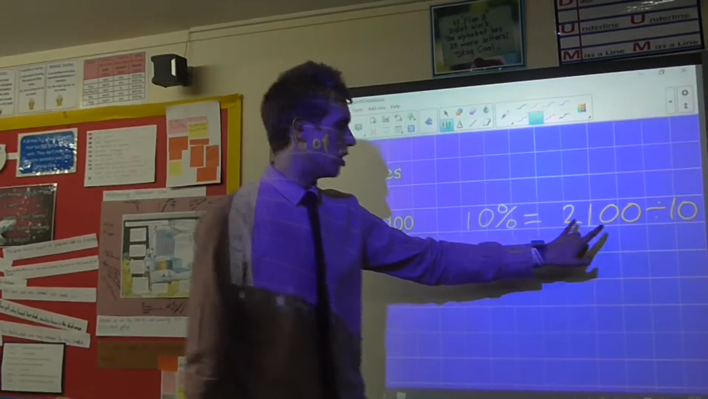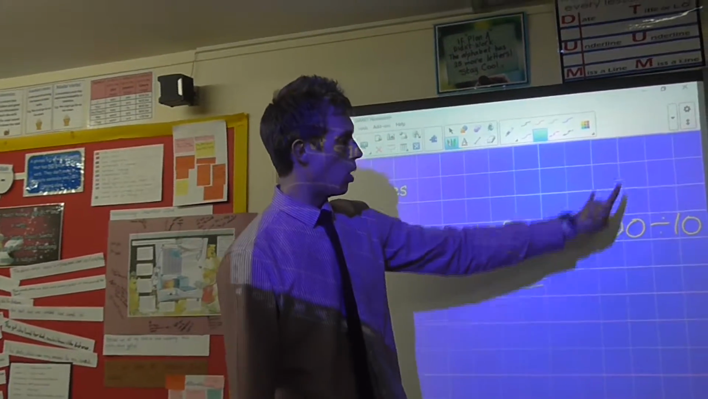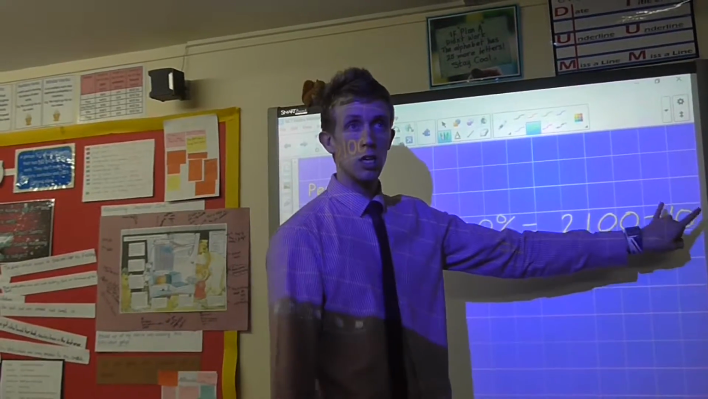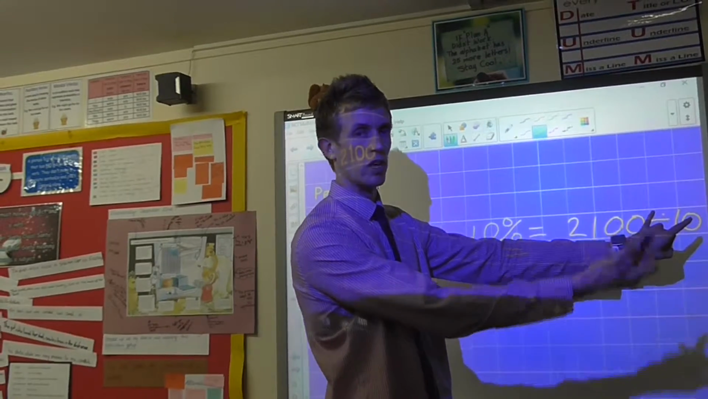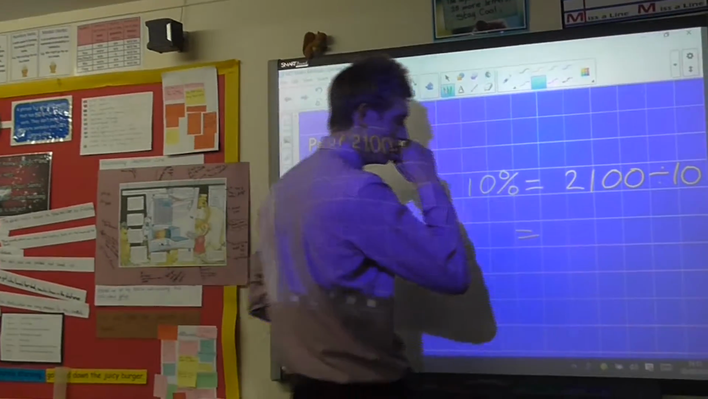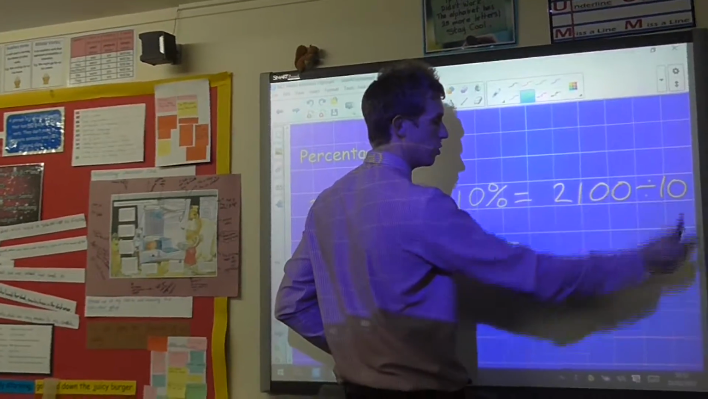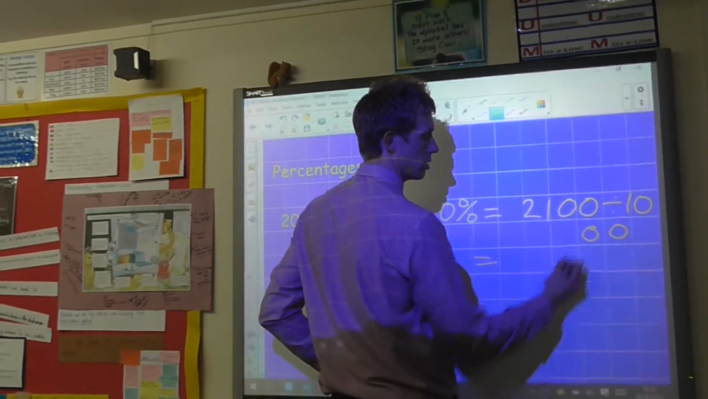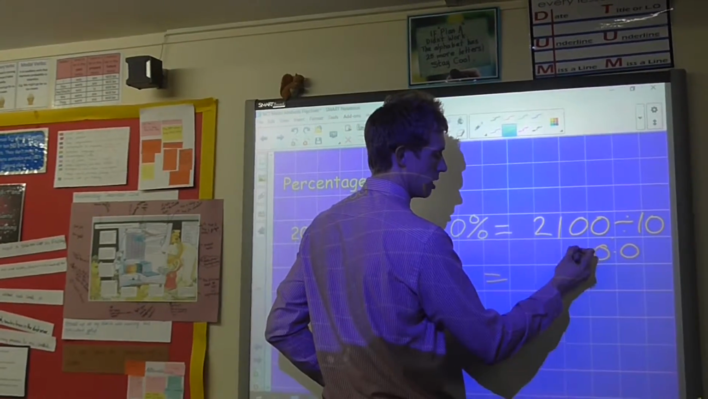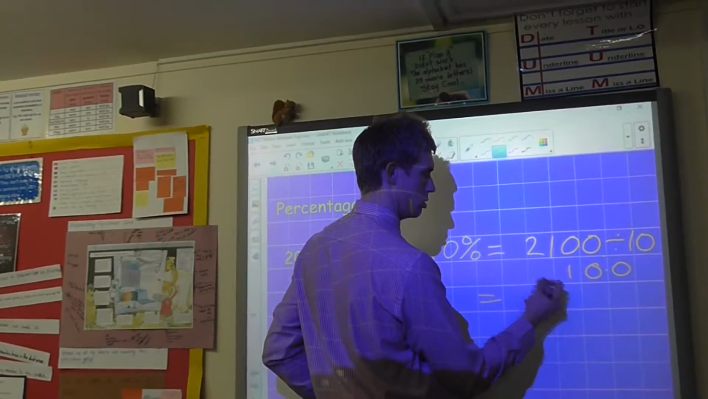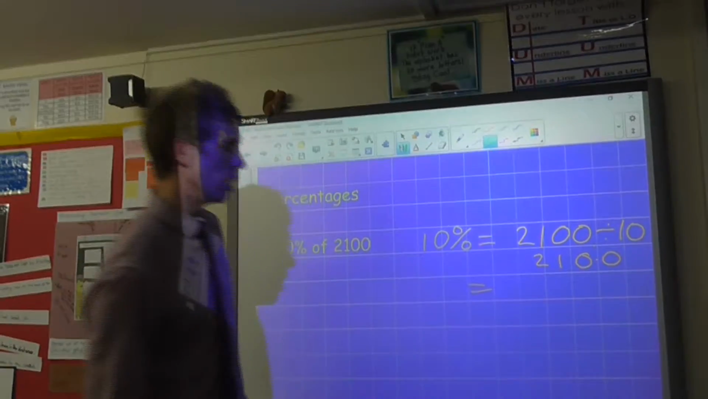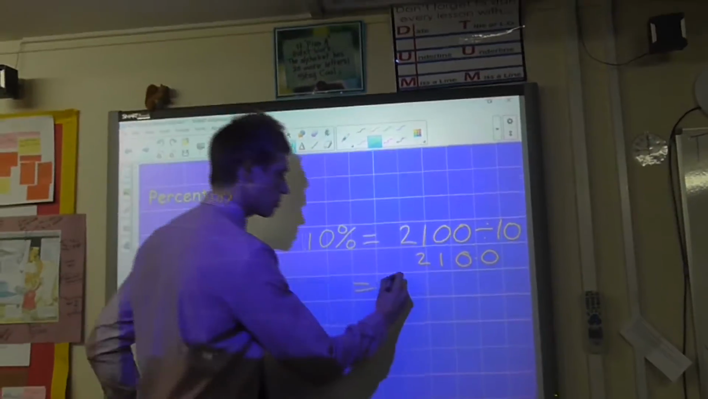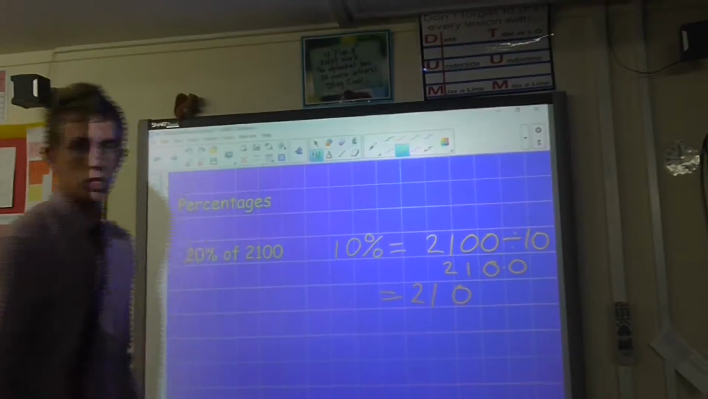The children should know that dividing by 10, they move all of their digits one place to the right, sorry, not the left, to the right. So 2,100, if I keep my decimal point there, the 0 ends up in there, that 0 ends up in there, that 1 ends up in there, and then the 2 ends up over there. That doesn't quite work, it sort of does. So I end up with 210. So that is my answer, 210.